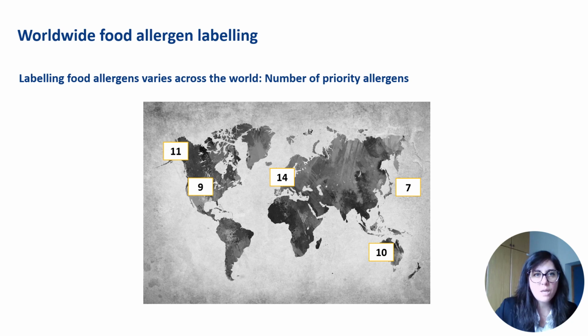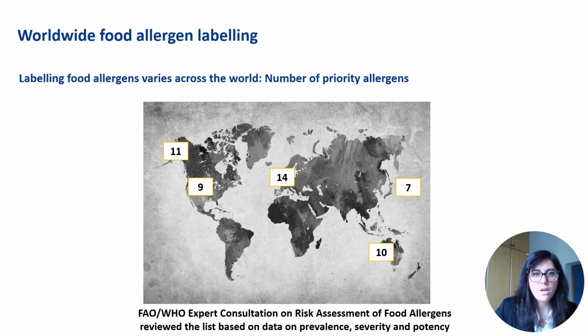Food allergen labeling for food ingredients varies across the world, not only in terms of number of priority allergenic foods, but also in terms of types of food ingredients that are listed in the regulation. An outcome of the recent FAO-WHO expert consultation on risk assessment of food allergens is the review of the priority allergenic foods across the world based on data on prevalence, severity, and potency.